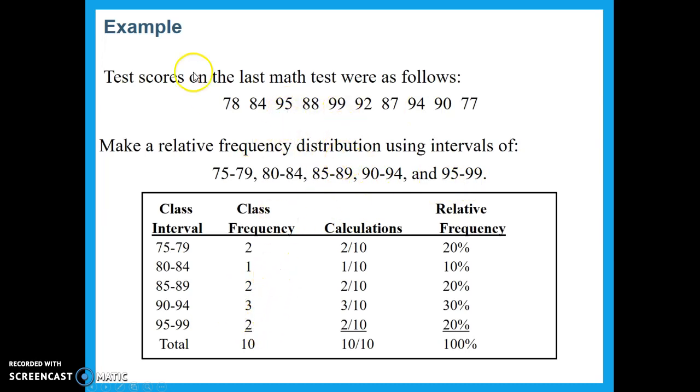So count up again the last math test scores, count up how many there are. There should be 10. Your calculations would then be the number of times it occurs divided by the total number of tests. We notice that our total is 10 out of 10 or 100%, and then convert your calculations into a percent to find the relative frequency. So we can say 30% of the class scored between a 90 and 94.